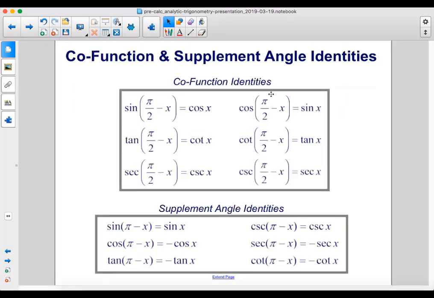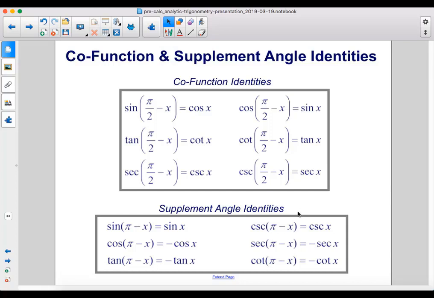Here are the cofunction identities. Sine of pi over 2 minus x equals cosine x. Cosine of pi over 2 minus x equals sine x. Tangent of pi over 2 minus x equals cotangent x. Cotangent of pi over 2 minus x equals tangent x. Secant of pi over 2 minus x equals cosecant x, and cosecant of pi over 2 minus x equals secant x.